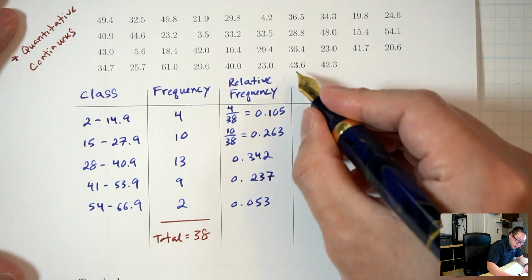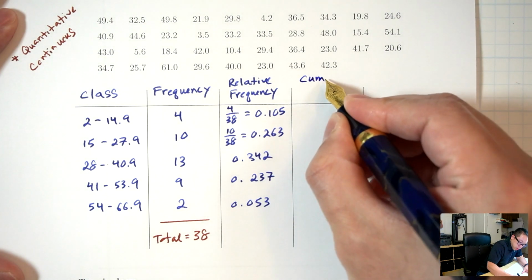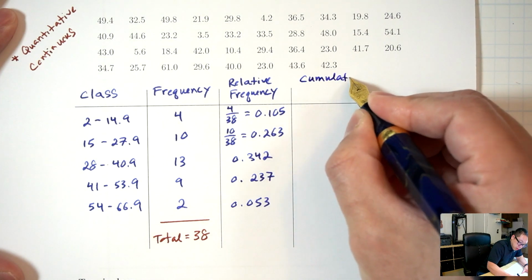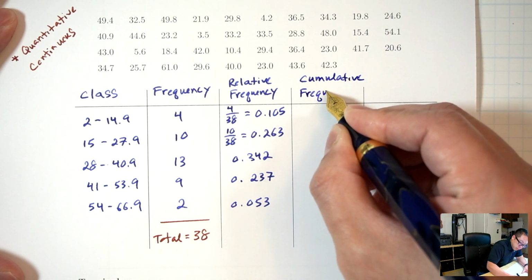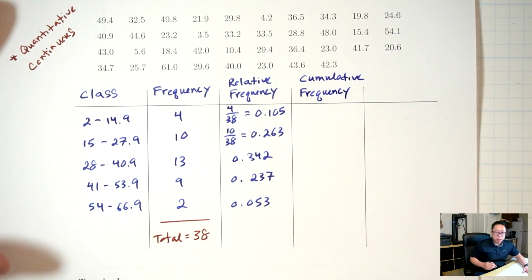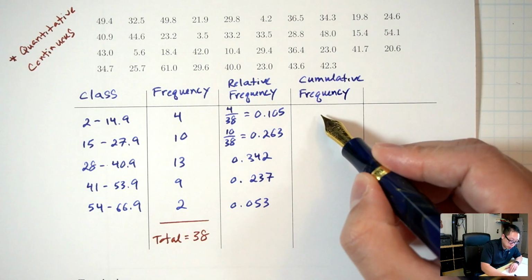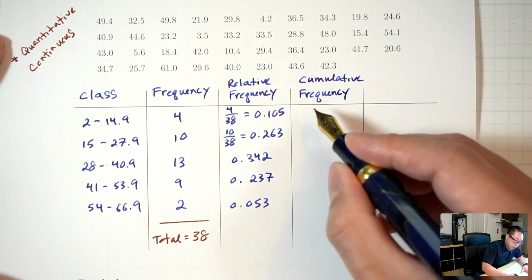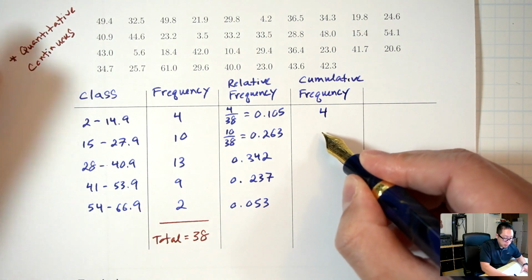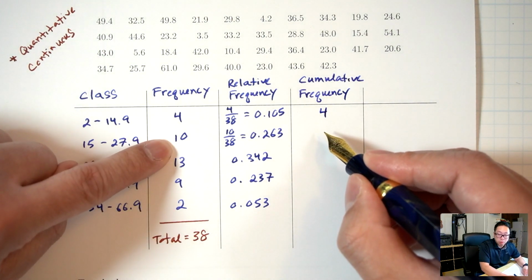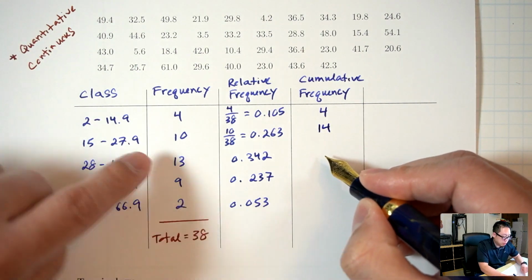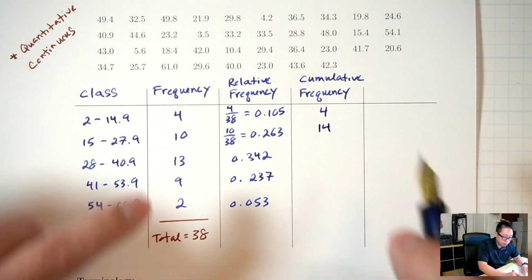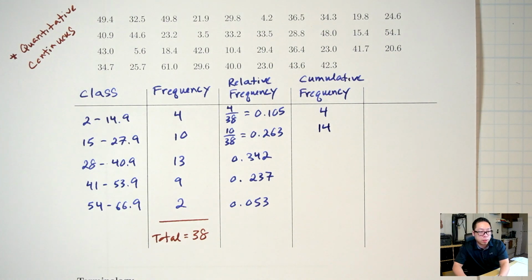Next up is cumulative frequency. The first cumulative frequency should match the regular frequency, so that's going to be 4. Next one is 10 plus everything before it, so 10 plus 4, that's 14. Next up is 13 plus 10 plus 4, that's 27.